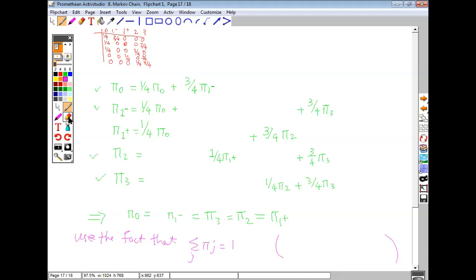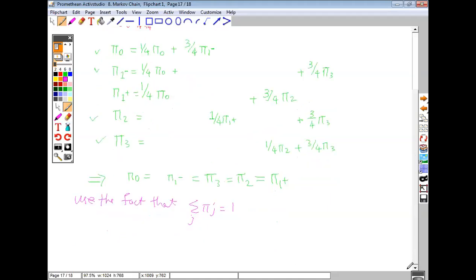Okay, so let me maybe not skip this step for now because it's maybe easier in this case. But what you will ideally do now is that because you know pi 0 plus pi 1 plus pi 2 plus pi 3 is equal to 1, right? This is what you derive from this.